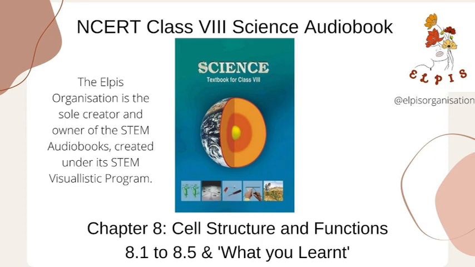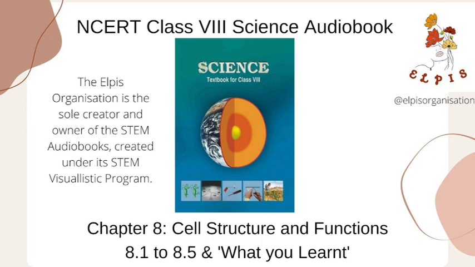Topic 8.5 Parts of the cell. Cell membrane. The basic components of a cell are cell membrane, cytoplasm, and nucleus. The cytoplasm and nucleus are enclosed within the cell membrane, also called the plasma membrane. The membrane separates cells from one another and also the cells from the surrounding medium. The plasma membrane is porous and allows the movement of substances or materials both inward and outward.